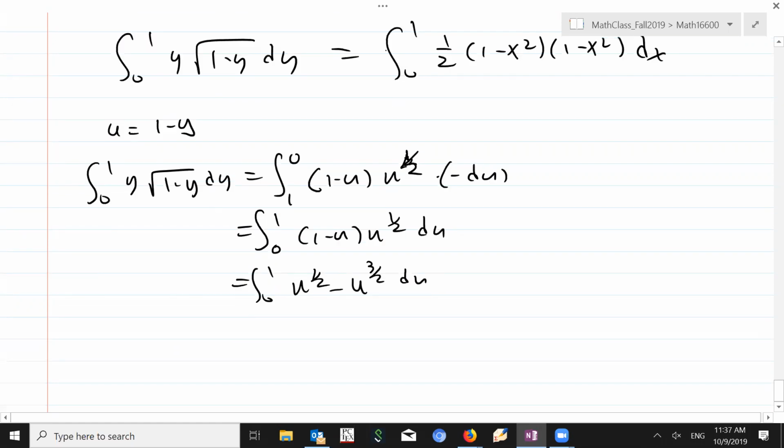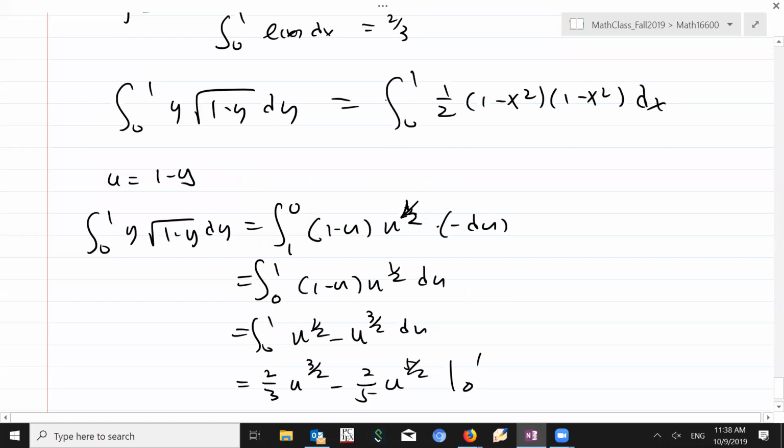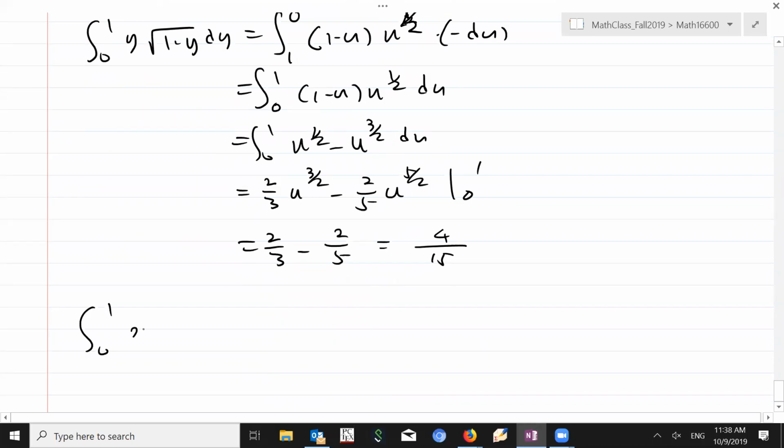Then you find the antiderivative of this function. It's going to be 2/3 u to the 3/2 minus 2/5 u to the 5/2. So the answer is going to be 2/3 minus 2/5, and that's going to be 4/15. So 4/15 is the answer. But you can also calculate the other one. I'm pretty sure this integral, if my calculation is correct, gives the same answer. Okay, let's do it.